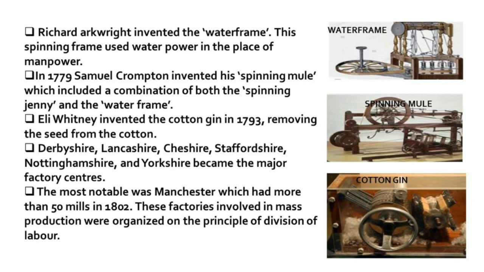Over a span of 50 years, the textile manufacturing industry in Britain witnessed a transformation in the method of production from handmade to machine-made goods. The newly invented machines enabled factories to produce textile goods in large quantities. Derbyshire, Lancashire, Cheshire, Staffordshire, Nottinghamshire and Yorkshire became the major factory centres. The most notable was Manchester, which had more than 50 mills in 1802. These factories involved in mass production were organized on the principle of division of labor.